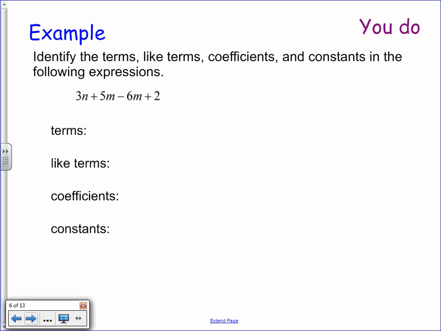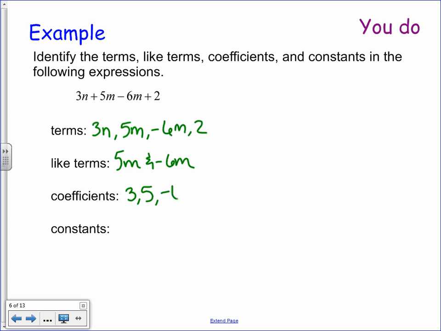You try. And replay me when you're ready for the answer. Okay, so our terms were 3n, 5m, negative 6m, 2. Like terms, 5m and negative 6m. Coefficients, 3, 5, negative 6. Constant, 2.